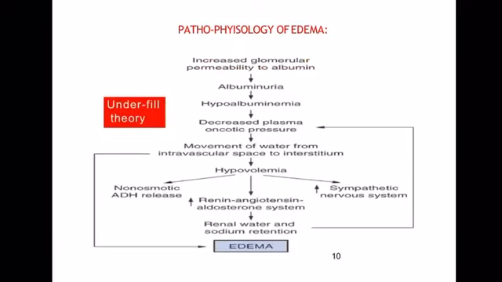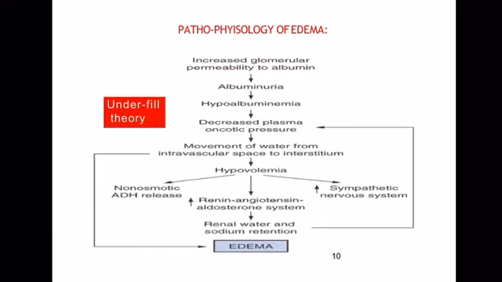Next is the pathophysiology of edema. Protein is lost from the glomerulus, so how does edema appear? This is the mechanism. Increased glomerular permeability to albumin leads to albuminuria, which leads to hypoalbuminemia, a decreased albumin concentration in the blood. Protein is responsible for the plasma oncotic pressure, which maintains the fluid balance between the interstitium and the cells. So this balance is hampered.